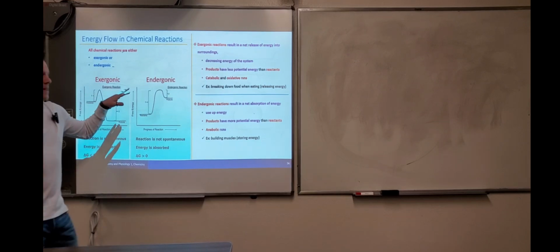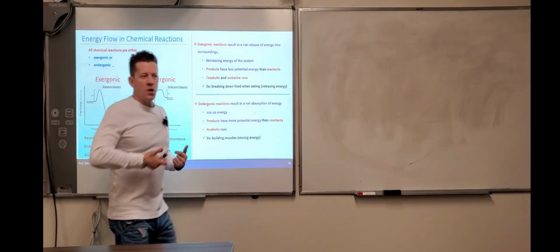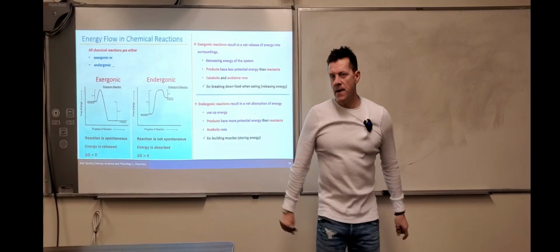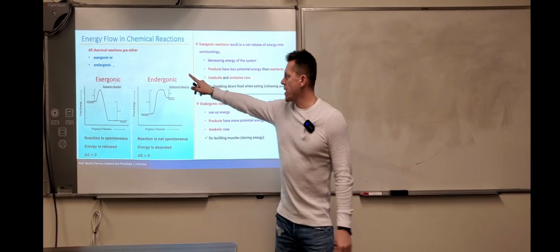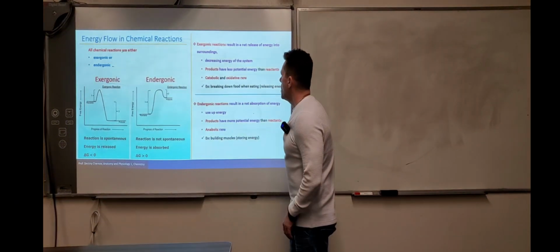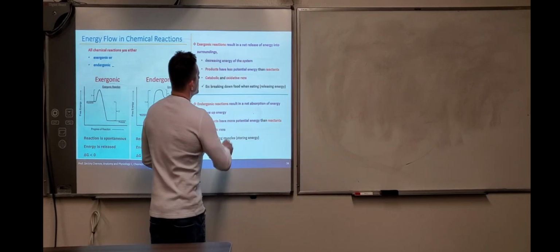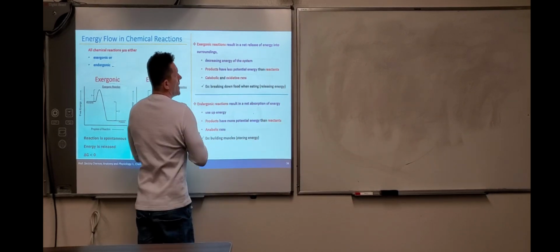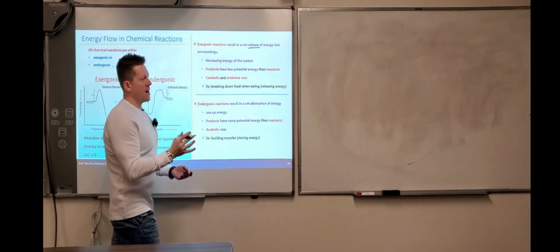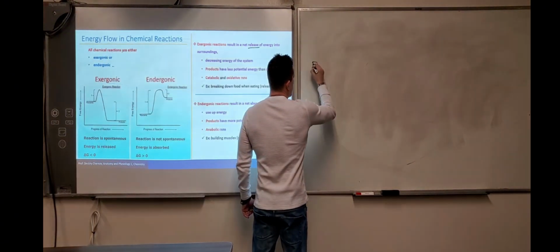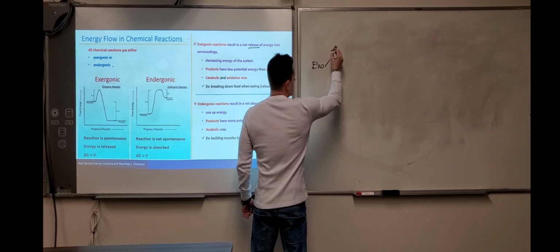Okay, exergonic and endergonic reactions. Exo, outside; endo, inside. This is about the energy. All chemical reactions are either exergonic or endergonic. So the definition of exergonic reactions: it results in a release of energy. Exo, outside. Right? Exo, outside.